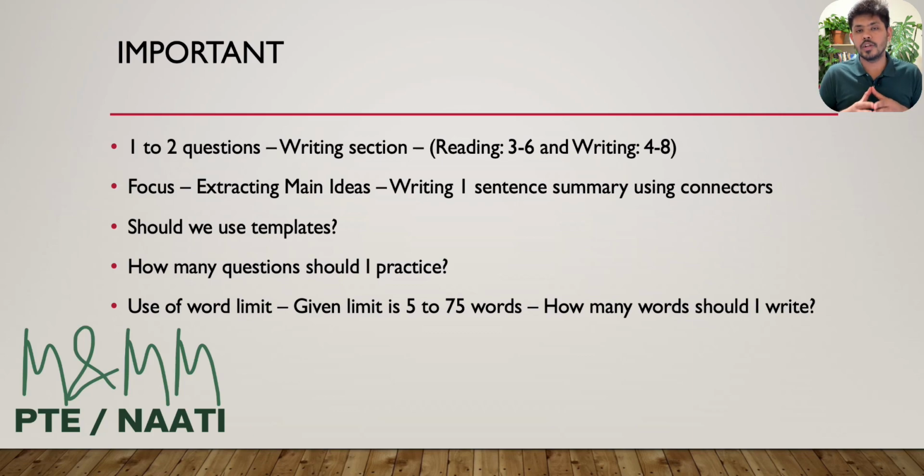Another common question for summarized written text is the word limit. The word limit that PTE has given us is 5 to 75 words, which means if we write anything between 5 to 75 words, it is all good.